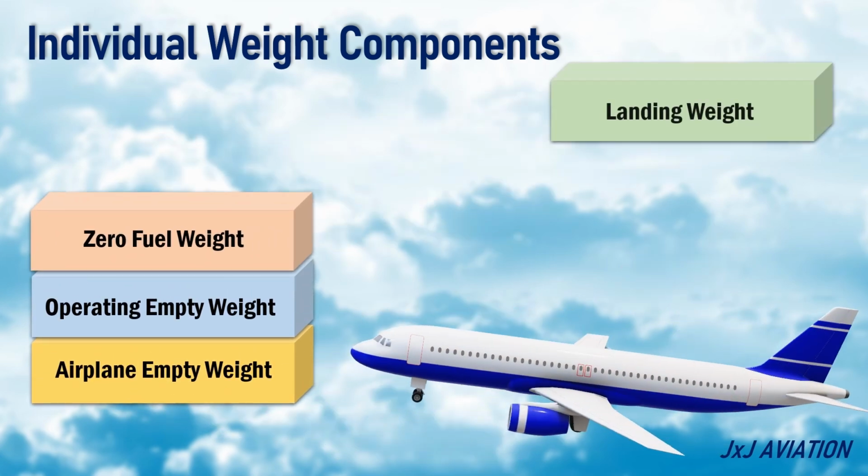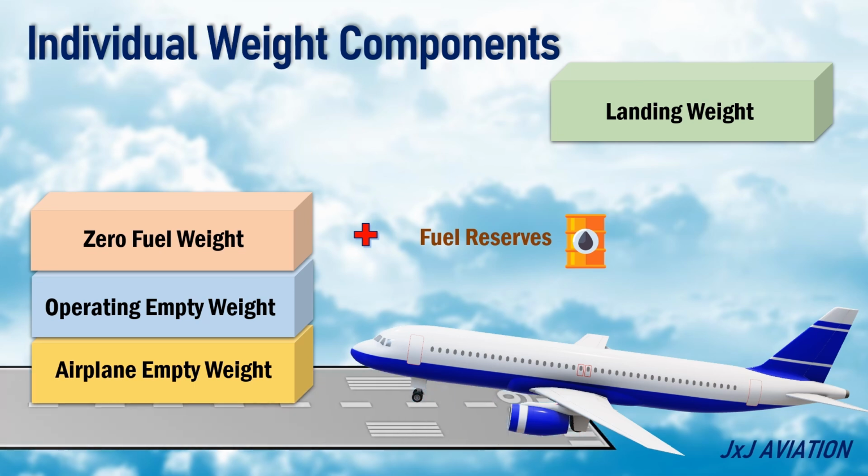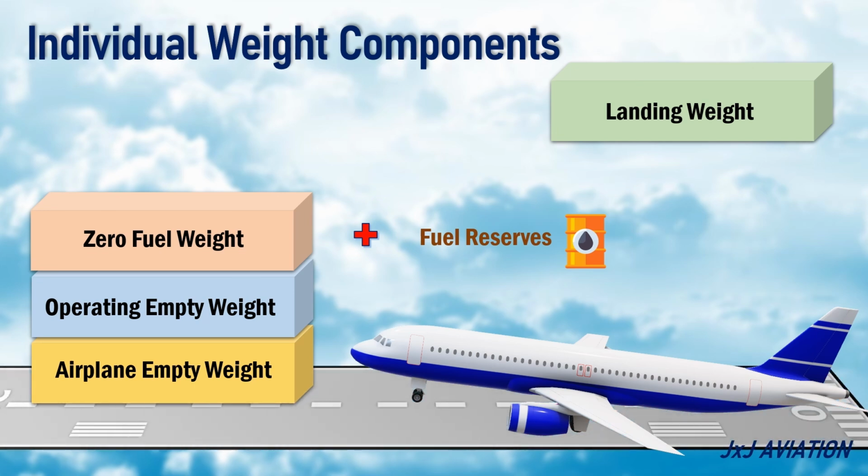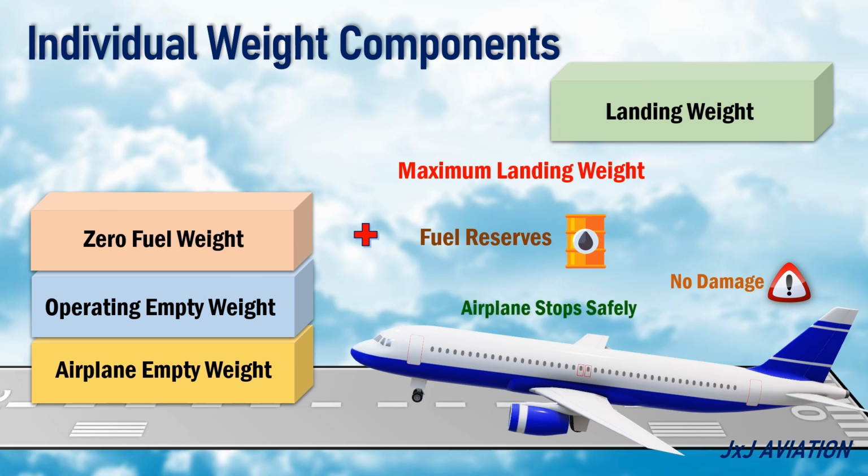Landing weight. To the zero fuel weight, if we add the fuel reserves, we get the landing weight. This is the weight of an aircraft when it touches down on the runway during landing. Every aircraft has a maximum landing weight, which should not be exceeded during landing. This weight limitation ensures airplane structural components, such as the landing gear and the fuselage, do not get damaged during landing, and the aircraft stops safely on the runway.